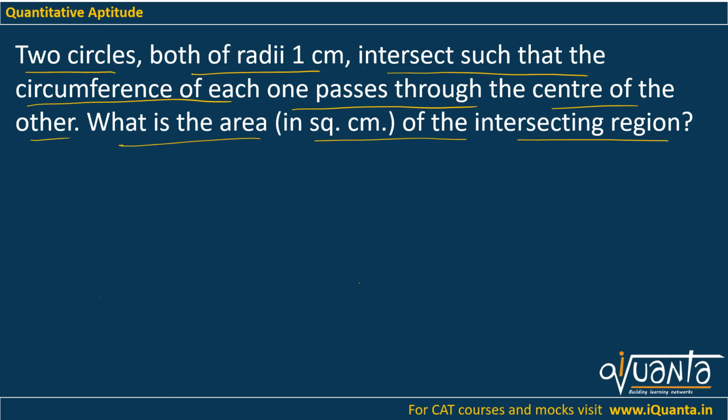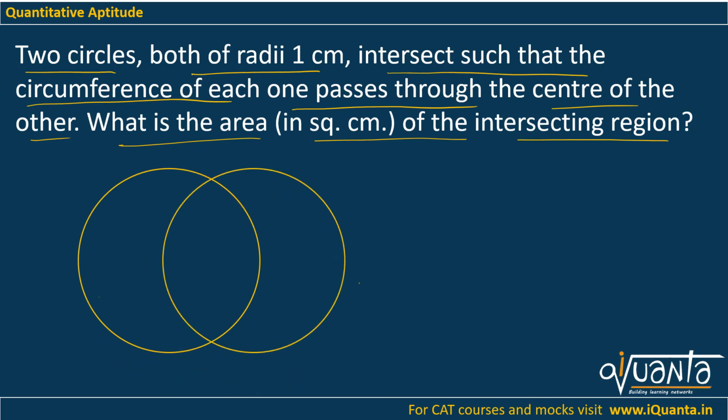So we need two circles both having radii 1 cm, and they should intersect in such a manner that the circumference of one circle will pass through the center of the other circle. So let one circle be like this, then the other circle will be drawn like this, because the circumference of one circle has to pass through the center of the other. So yes, they are passing through the center of the other circle. We need to find the area of the intersecting region, that means this whole region over here.